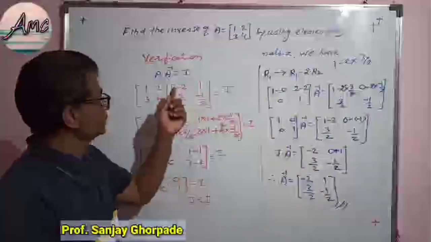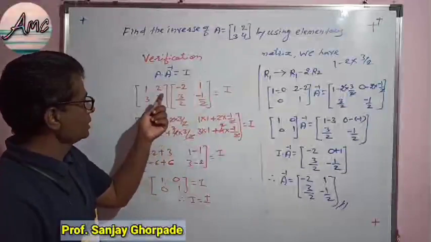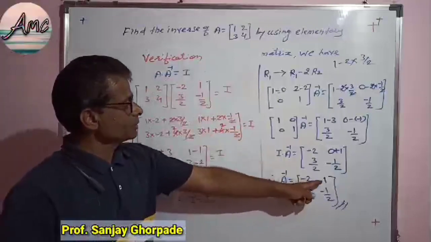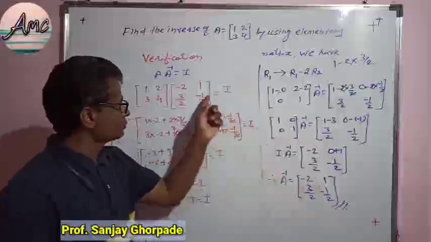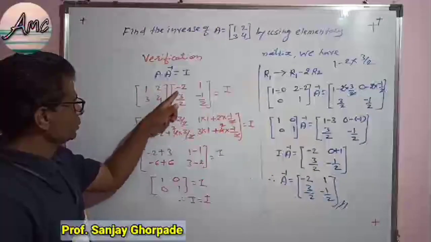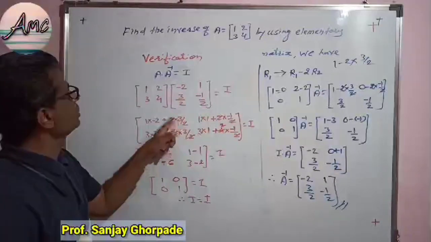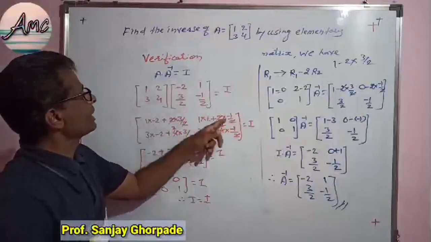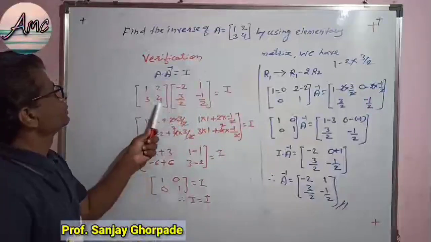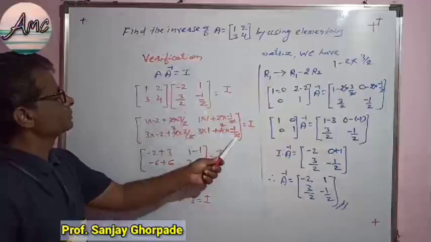See the verification. We know that A into A inverse is equal to I. So A is what? 1, 2, 3, 4. And what is A inverse? A inverse is minus 2, 1, 3 by 2, minus 1 by 2, equal to the right hand side I. Take the matrix multiplication. 1 into minus 2 plus 2 into 3 by 2, 1 into 1 plus 2 into minus 1 by 2, 3 into minus 2 plus 4 into 3 by 2, then 3 into 1 plus 4 into minus 1 by 2.